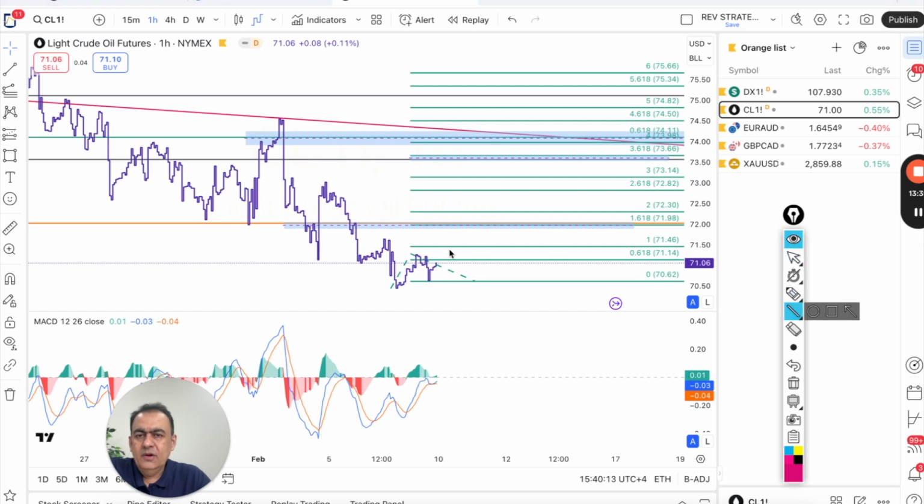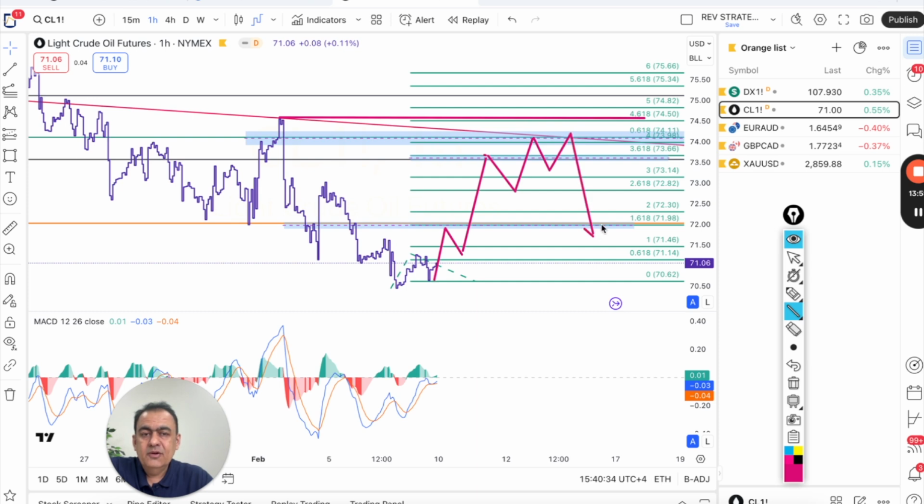So in the short run, I'm expecting some correction here. First target would be 71.98 or $72 mark, and followed by 73.66 or 74. If this high gets breached, then we will talk about the new highs. Otherwise, I'm expecting continuation in the bearish direction from 74 mark.